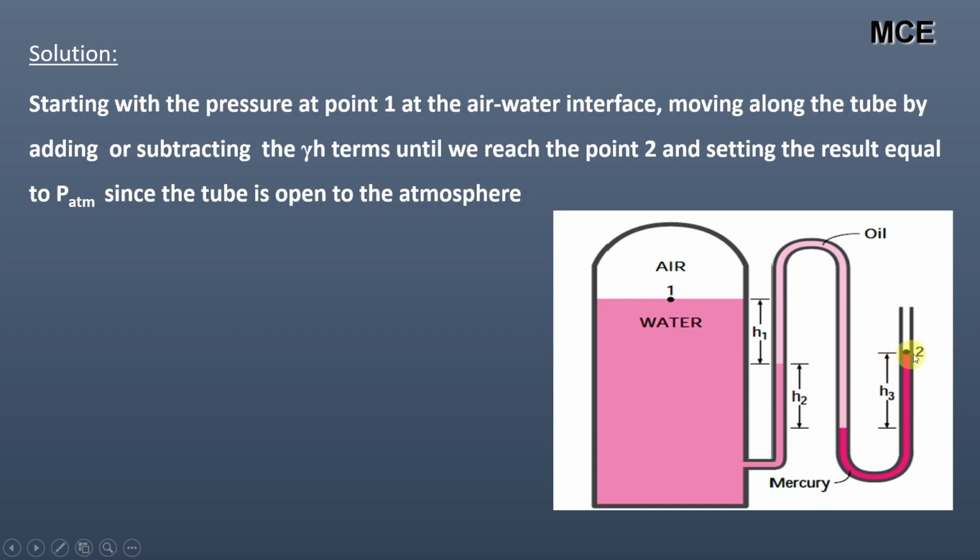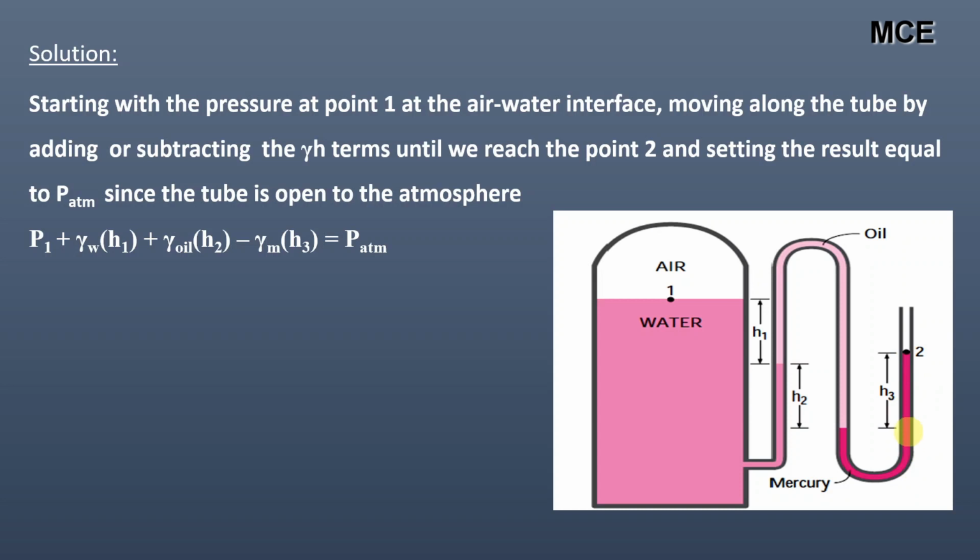is open to atmosphere. So starting with the pressure at point 1, we have P1, then moving downwards we have gamma W into H1, as the liquid in this portion is water, until we reach this point. From this point up to this point, pressure in the left and right limbs will be balanced, so it will be ignored. So pressure would be measured from this point, that is plus gamma oil into H2 until we reach this point. From this point to this point again the pressure would be balanced and it will be ignored. So we'll be measuring from this point up to point 2.